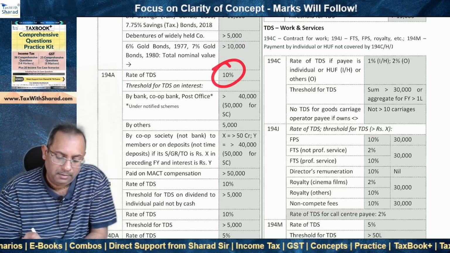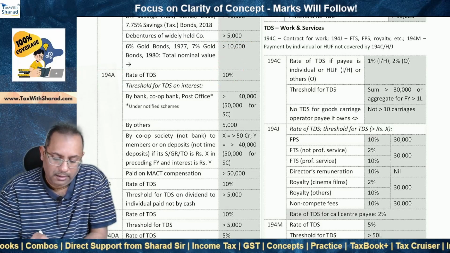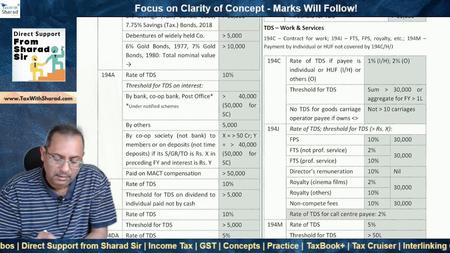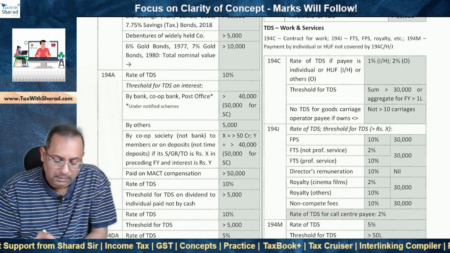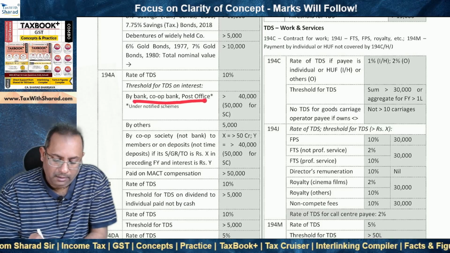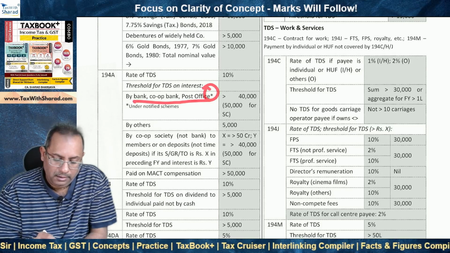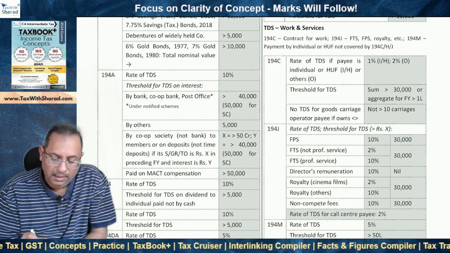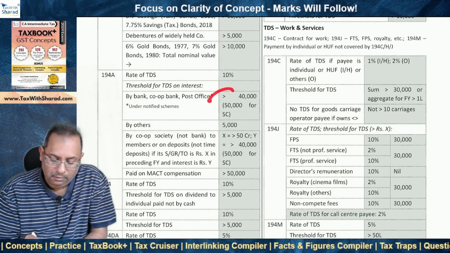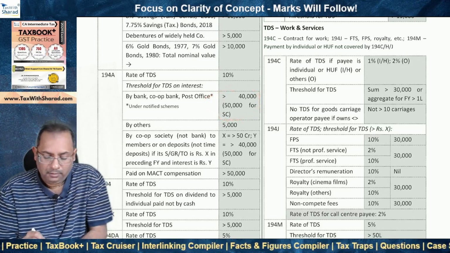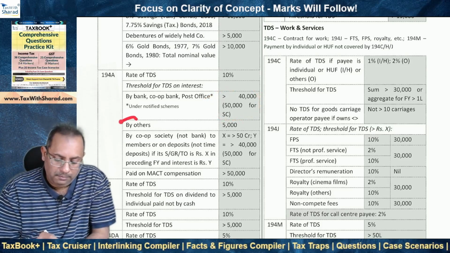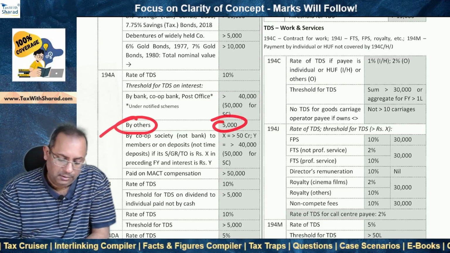Section 194A, interest other than interest on securities. The rate of TDS is 10%. And what is the threshold for TDS on interest? If interest is paid by bank or cooperative bank or post office, in case of post office only under the notified schemes, in that case the threshold is more than 40,000. It is 50,000 for a senior citizen. And for interest payment by others, the threshold is 5,000.